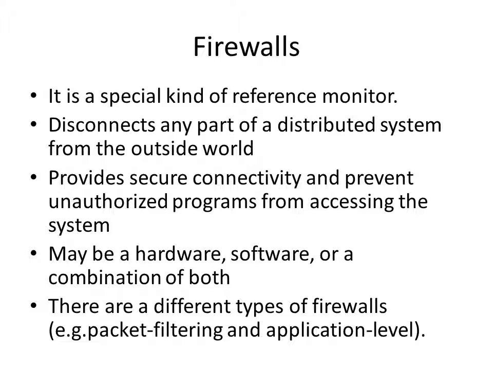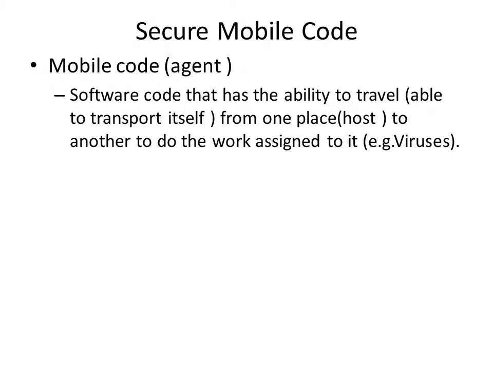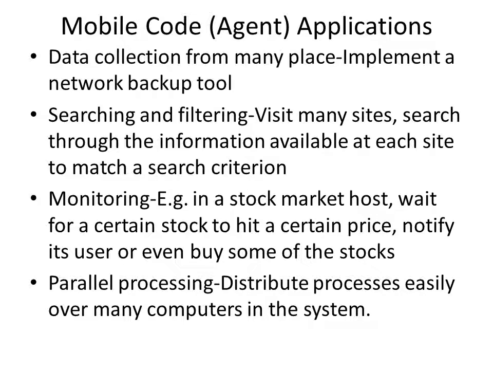There are different types of firewalls, for example, packet filtering and application level firewalls. Secure mobile code. A mobile code agent is software code that has the ability to travel from one place to another to do the work assigned to it. Example, viruses. Viruses are mobile code, which is an agent.